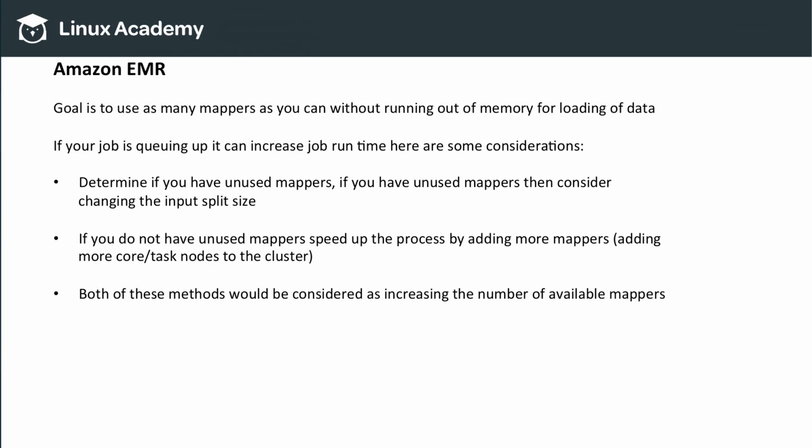We can automate this by using Amazon CloudWatch. We can look at how many tasks or chunk files are waiting to be processed. Both of these methods would be considered as increasing the number of available mappers. We know that when we increase the number of available mappers, if we have items waiting in the queue, it's going to increase the performance and decrease the job processing time.